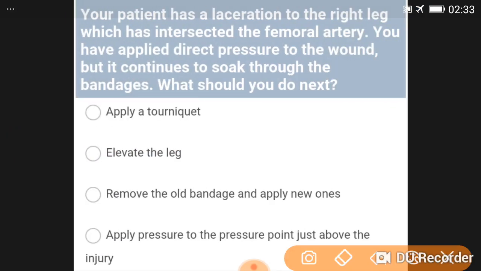Your patient has a laceration to the right leg which has intersected the femoral artery. You have applied direct pressure to the wound but it continues to soak through the bandages. What should you do next? Apply pressure point just above the injury.